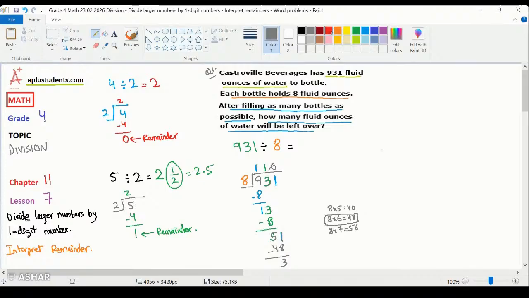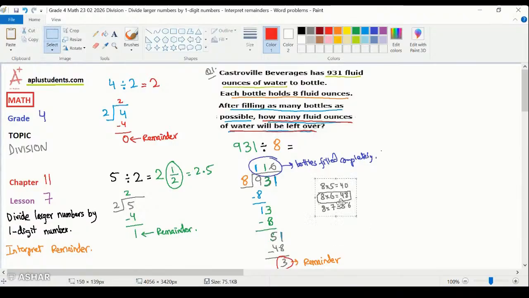That means we can fill complete bottles. How many? This is the remainder, right? Whatever is left in the end, this value will show how many complete bottles were filled. Bottles filled completely, right? And the 3 gives us the remainder. So the question is telling us how many fluid ounces of water will be left. So our answer would be 3 ounces of water will be left.